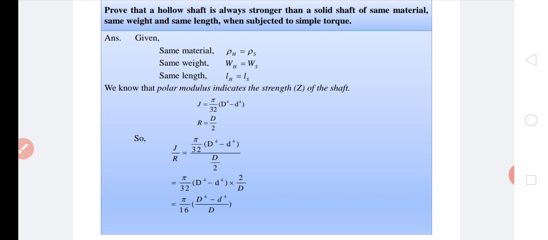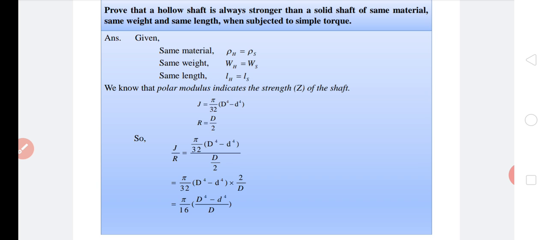In this particular question, there is the same material, same weight, same length. Same material means density is equal, so rho of H equals rho of S, H for hollow and S for solid. Same weight means W of H equals W of S, and same length means L of H equals L of S.